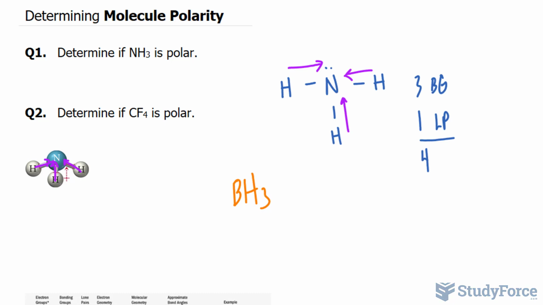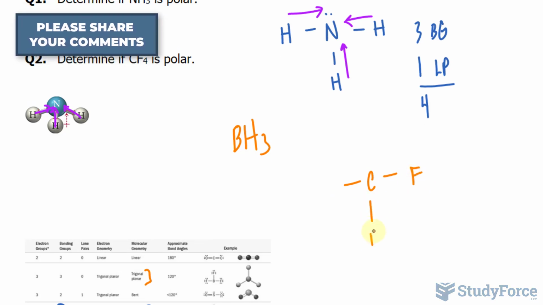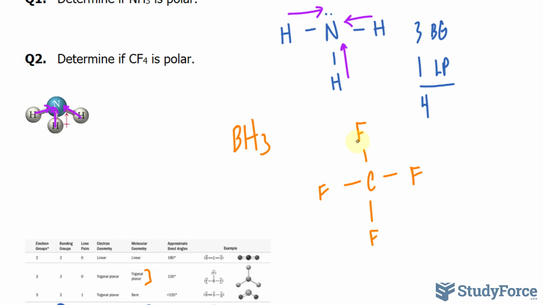Determine if CF₄ is polar, CF₄ being carbon tetrafluoride. Let's quickly come up with the Lewis structure. We have the central atom being carbon and fluorine surrounding the carbon. Fluorine has 7 valence electrons, so we have 28 in total. 4 times 7 plus 4 from this carbon, that's 32. 1, 2, 3, 4, 8 are gone already, so 24 left. Let's distribute these electrons to the peripheral atoms.